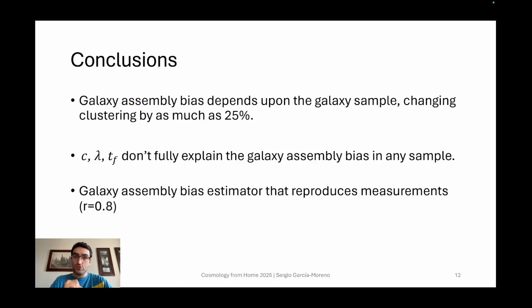We have also seen that the galaxy assembly bias estimator that we propose reproduces predictions from hydrodynamical simulations with a correlation coefficient of 0.8. One could incorporate galaxy assembly bias into a halo model using this estimator, like in any particular hydrodynamical simulation.